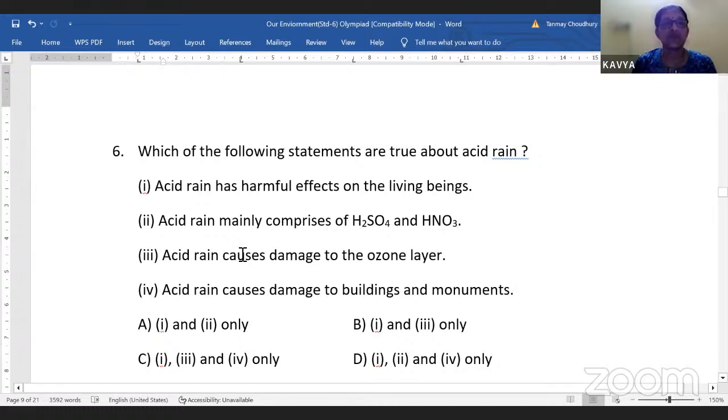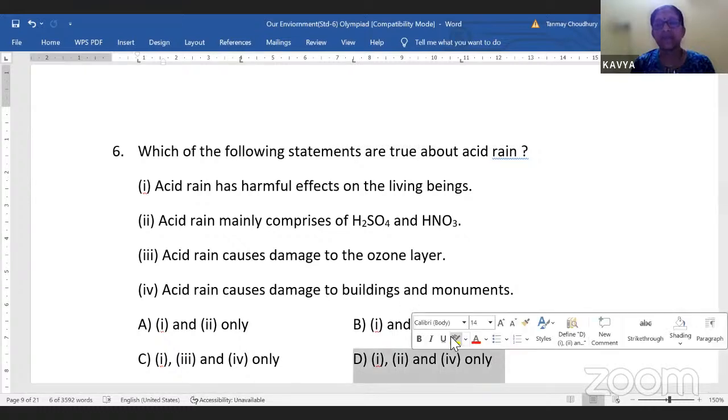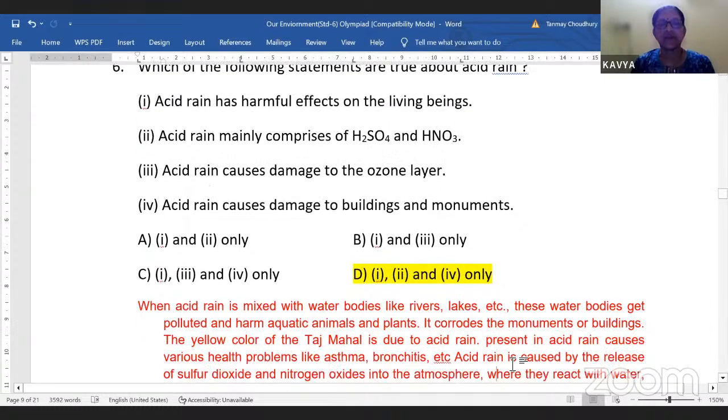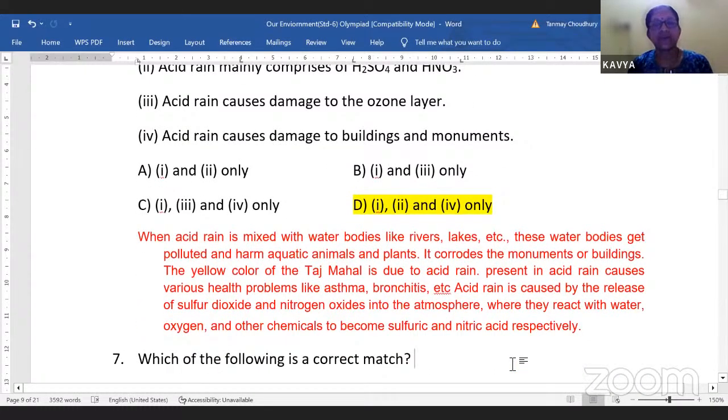So this is true. Acid rain causes damage to the ozone layer. No, the ozone layer is not damaged by acid rain. Acid rain causes damage to the buildings and monuments. Yes, I told you Taj Mahal and many other monuments are getting harmed by acid rain. So which of the following statements are true? What is true will be 1, 2, and 4. So this will be the answer. Option D, yes.